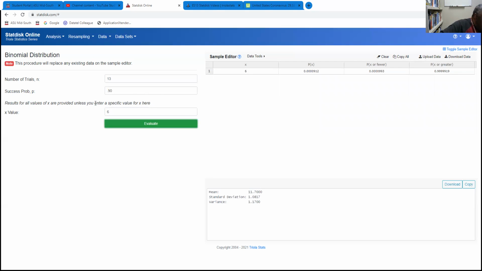And in part B, find the probability that exactly 8 consumers recognize the brand name of cookies. So the 13 and the 0.90 remain the same. I'm going to change the 6 to an 8. Then click evaluate. So the probability that 8 people recognize the brand name of cookies will be 0.0055.